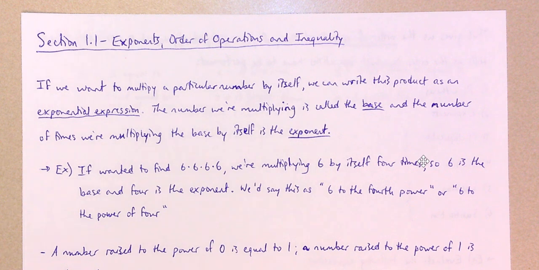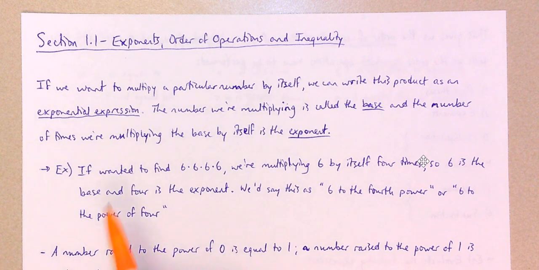So to kick things off with exponents, if we want to take a number and multiply it by itself a certain number of times, then we can take that product and write it as what's known as an exponential expression. Try saying that 5 times fast. The number that we're going to multiply is called the base, and the number of times that we multiply this number, the base, by itself is called the exponent.